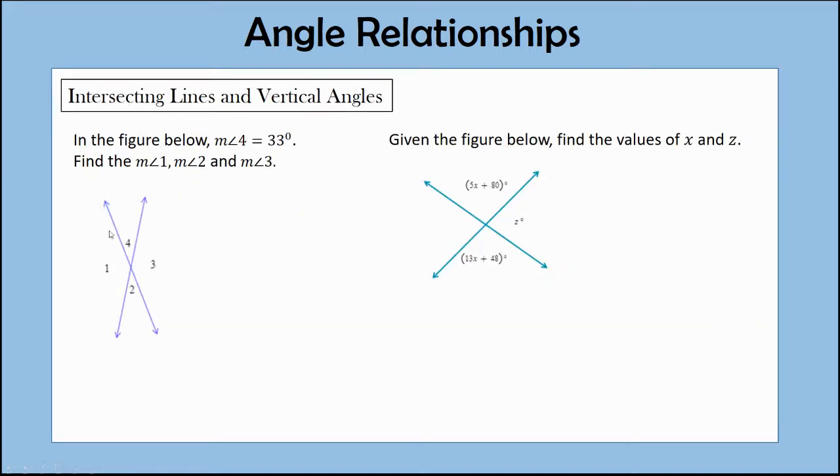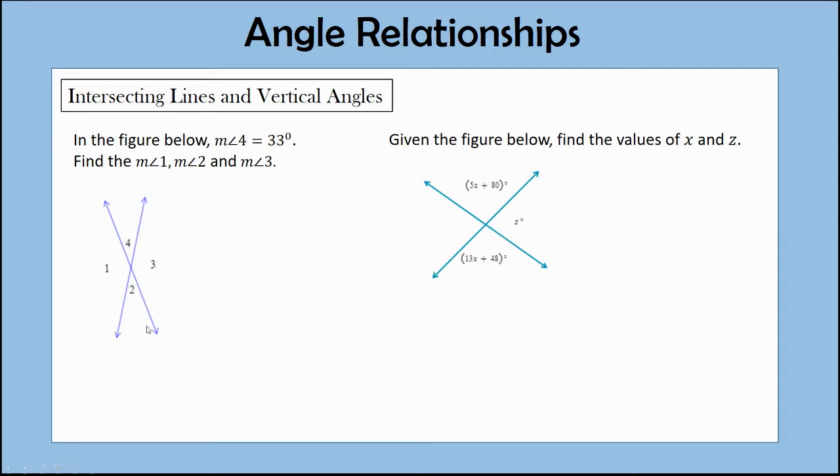Intersecting lines and vertical angles. We've kind of talked about this already as well, but remember that intersecting lines are going to create four angles. And angles that are across from each other are congruent. So I know 1 and 3 are the same measure, and 4 and 2 are the same measure.